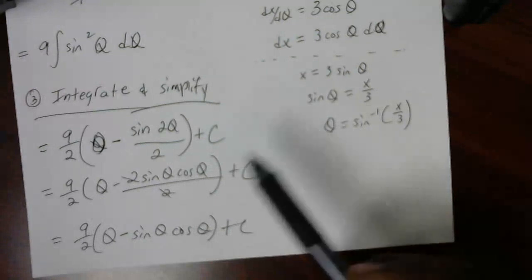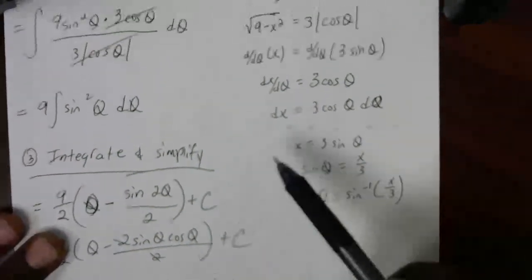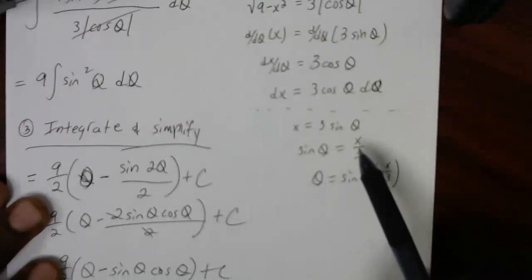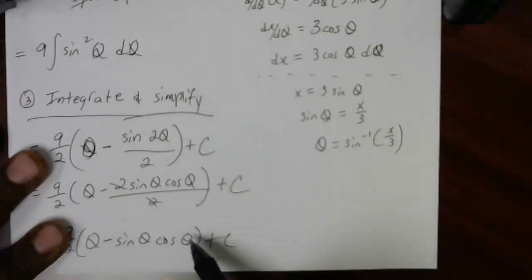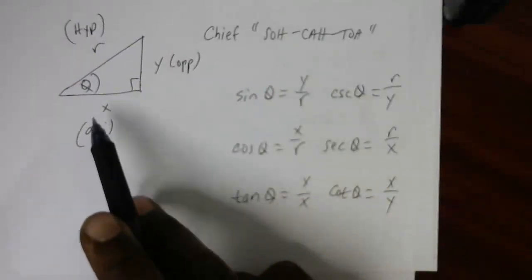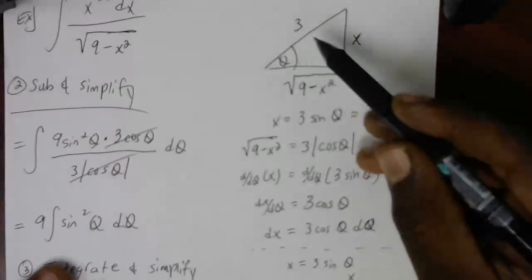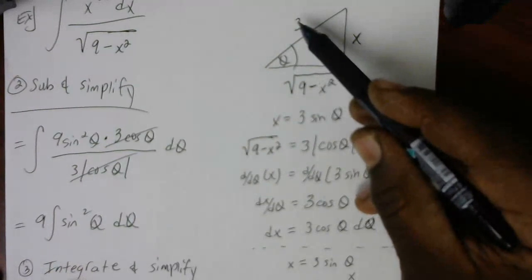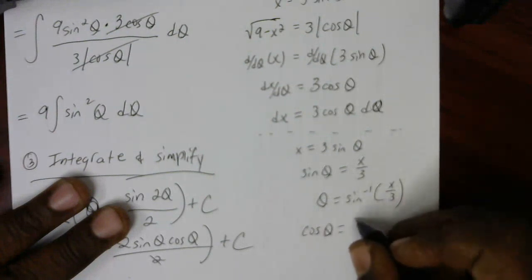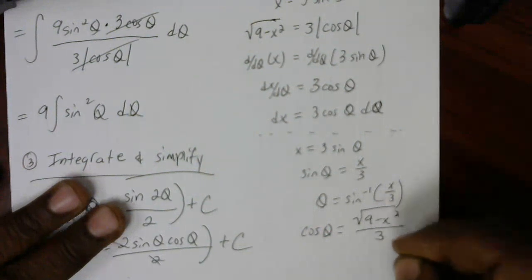All right, so now we can back substitute. Well, we know what theta is, right? Theta is the arc sine of x over 3. We know what sine is. Sine is going to be x over 3. Well, what about cosine? Well, remember from our relationships, the cosine is the adjacent over the hypotenuse. So we can find the cosine of our angle as the adjacent over the hypotenuse. So the cosine of theta is equal to the adjacent, which is the square root of 9 minus x squared, over 3.